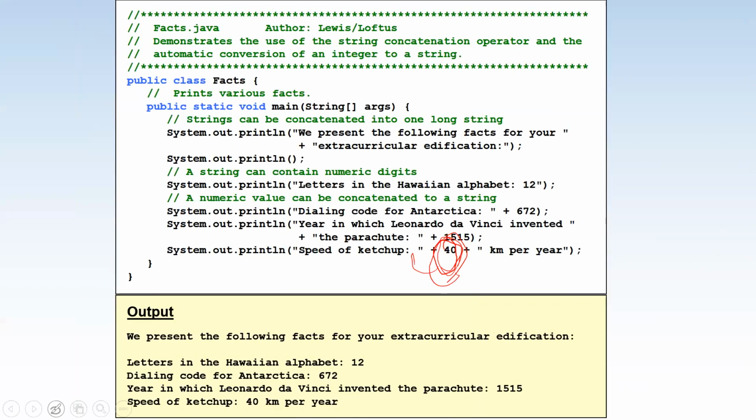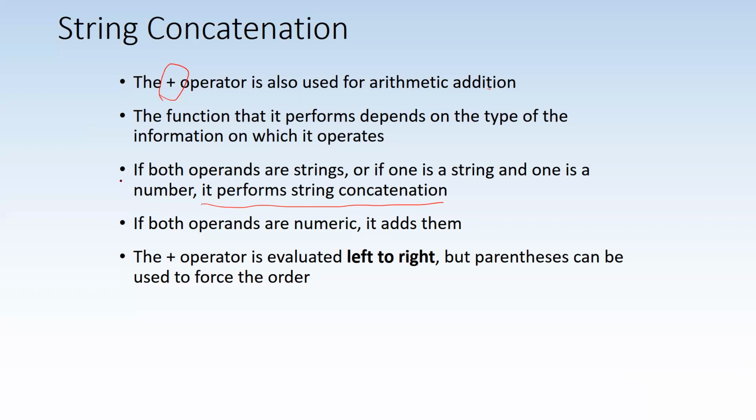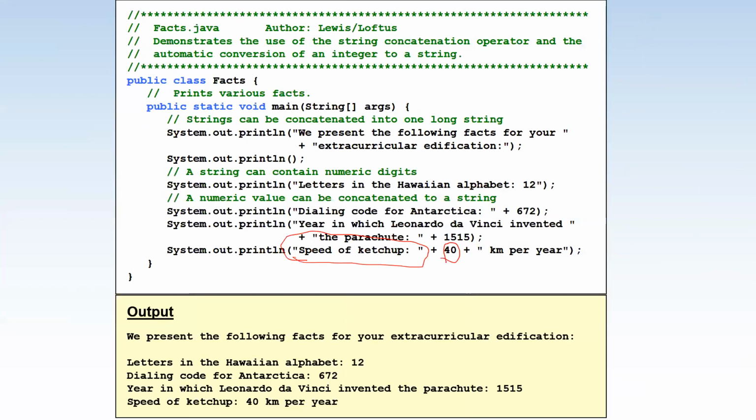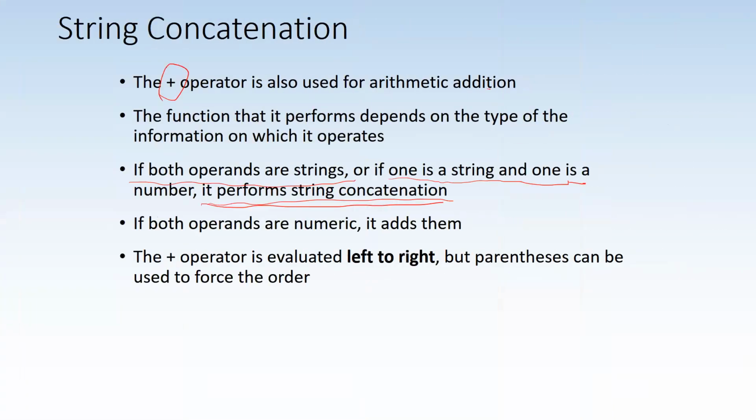Okay, let's look at this. This is a string, right? And this is a number. If both operands are strings, or if one of them is a string and one is a number, it performs string concatenation. So that's why this performs string concatenation, because one is a string, the other one is a number. That's what it meant. Okay. If both operands are numeric, it adds them.